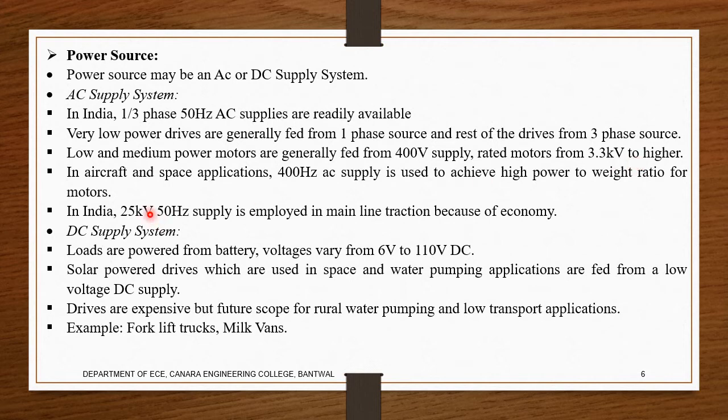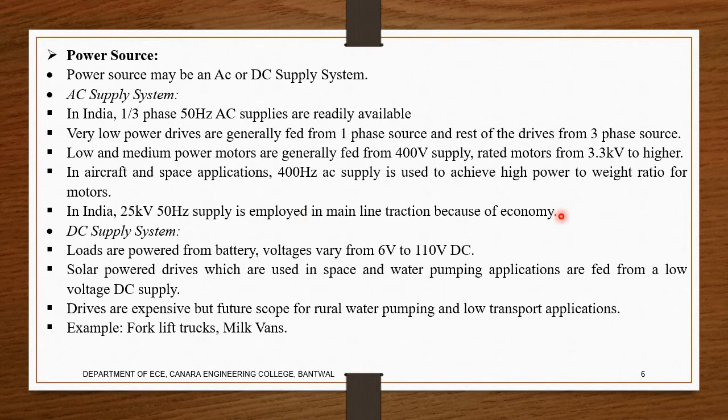In aircraft and space applications, a 400 Hz AC supply is used to achieve a high power to weight ratio for motors. In India, a 25 kilovolt, 50 Hz supply is employed in the main traction line, because of its economic advantage.